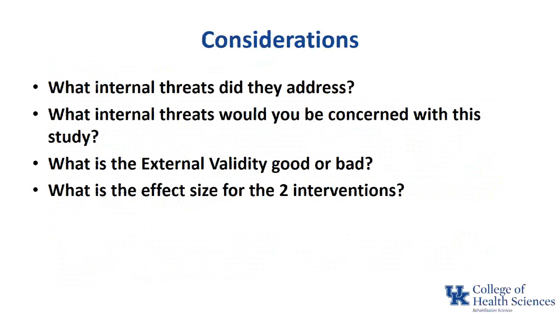that treatment. So things to think about: what were the internal threats that they addressed? What are the internal threats you would be concerned with regarding this study? What is the external validity? Is it good? Is it bad? Does this apply to patients you might treat? Obviously, if you're not a physical therapist or athletic trainer, you might not see these patients, but you never know. Or an occupational therapist. And then what is the effect size for these 2 interventions?